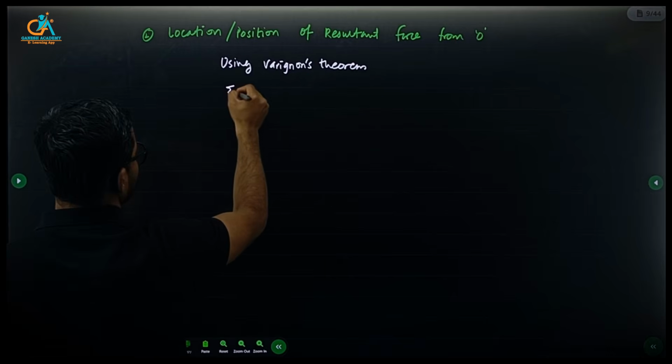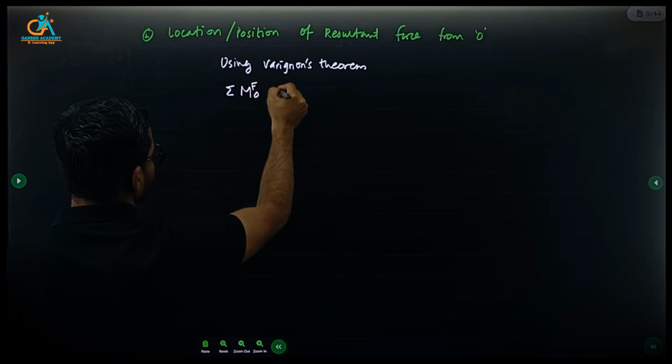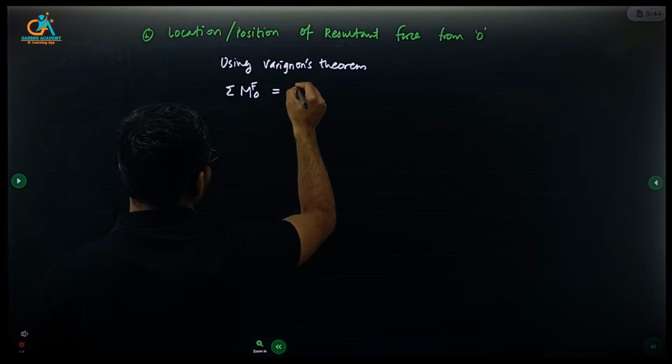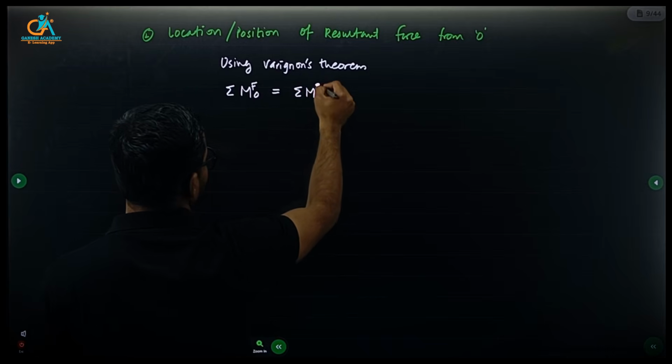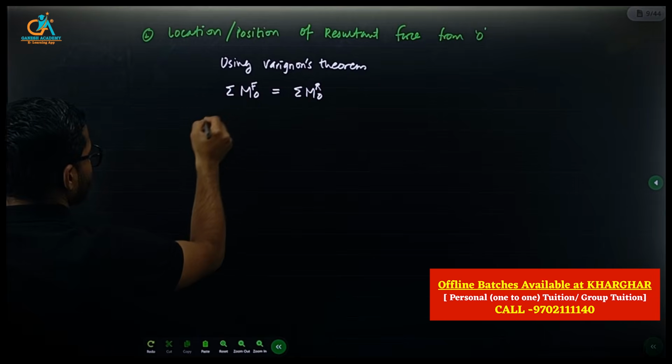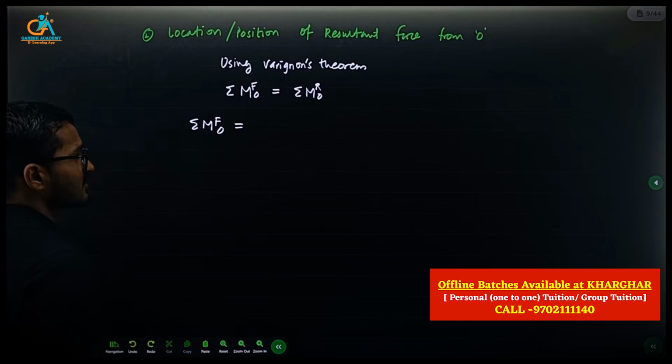Using Varignon's theorem, which states that the algebraic sum of moments of all the forces about the point of interest, let's say O, should be equal to the moment of the resultant about O. So first we will find the summation of moments of the given forces about O.